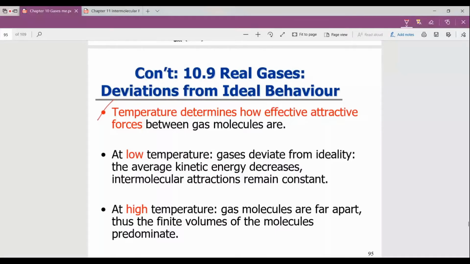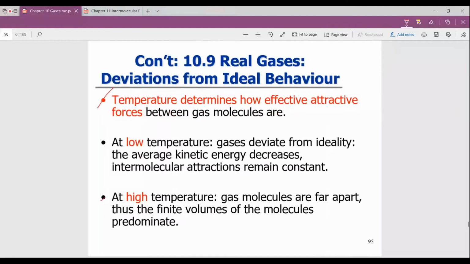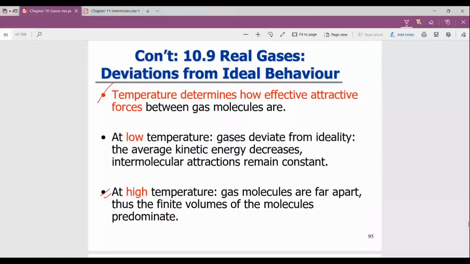But at high temperature, the gas molecules are far apart, so the volume will dominate. At high temperature, the potential energy due to the intermolecular force is negligible, very small compared with the higher kinetic energy due to the random, rapid motion of the molecules, and thus it creates a great distance between the molecules. At higher temperature, volume is also higher.